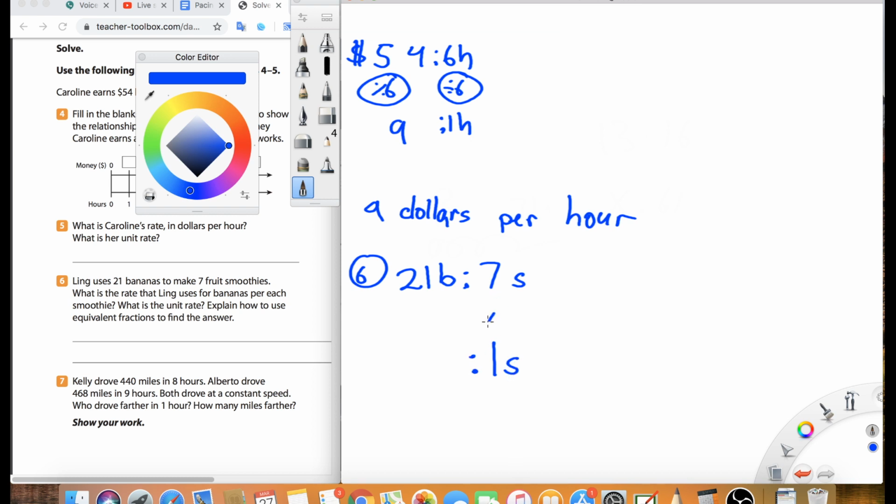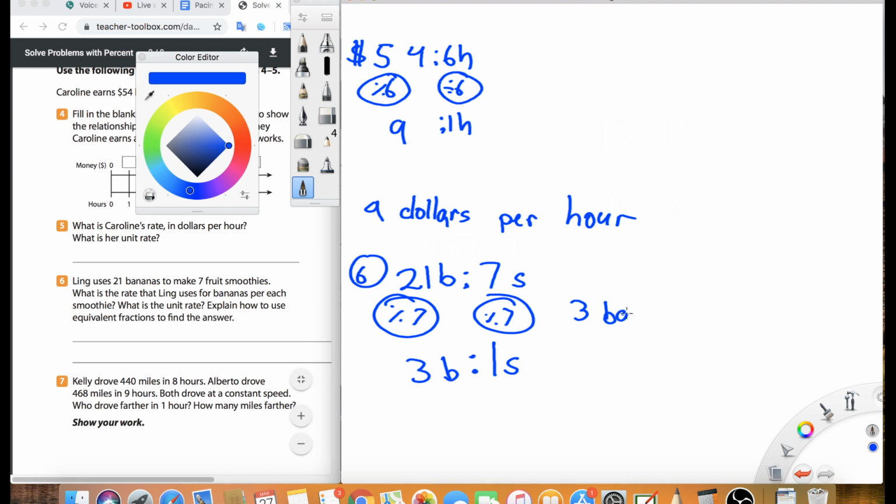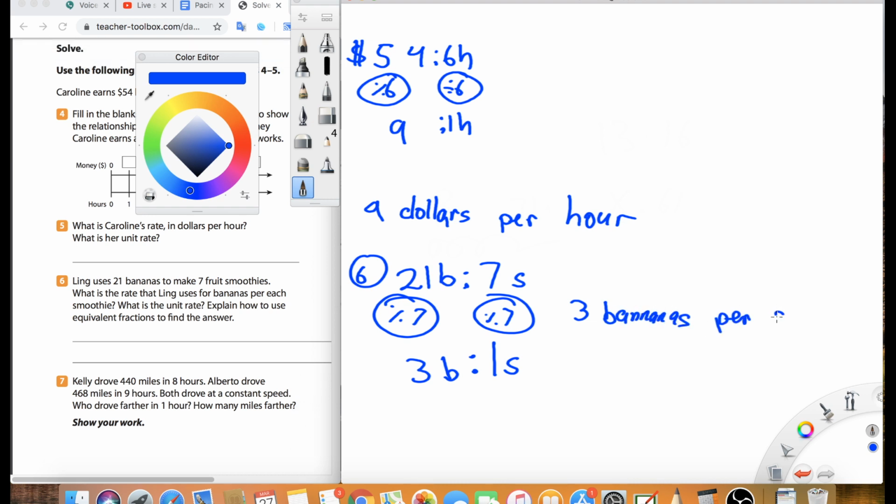How do we get from 7 to 1? We divide by 7. We do it to both sides. That means we get 3 bananas per smoothie. What is the unit rate? 3 bananas per smoothie. Now, it says explain how to use the equivalent fractions to find the answer. You don't have to explain that part. Don't worry about it. Let's go to the next one, number 7.